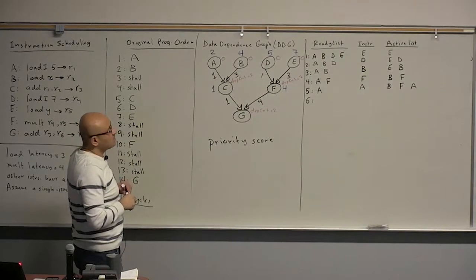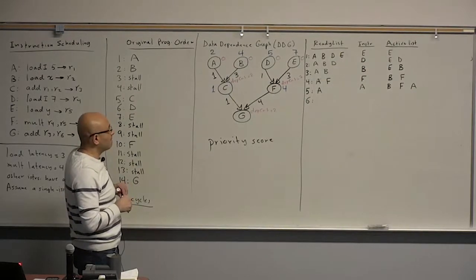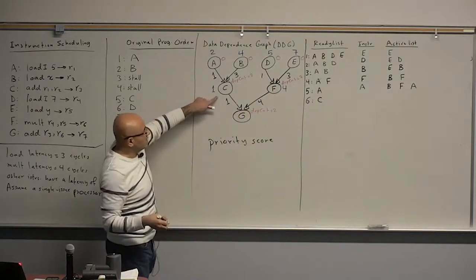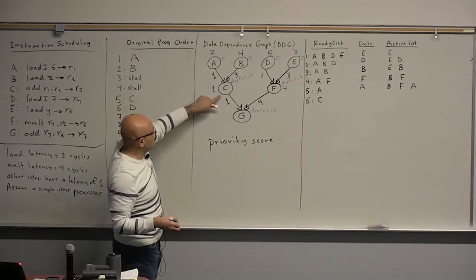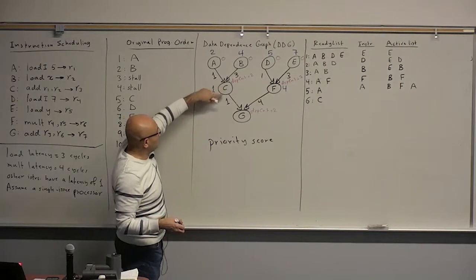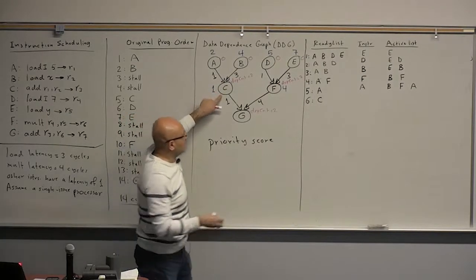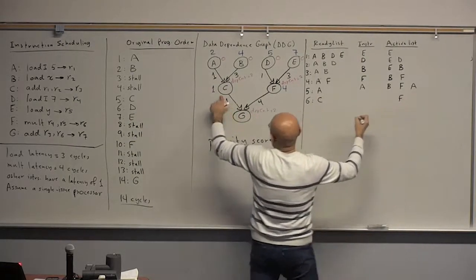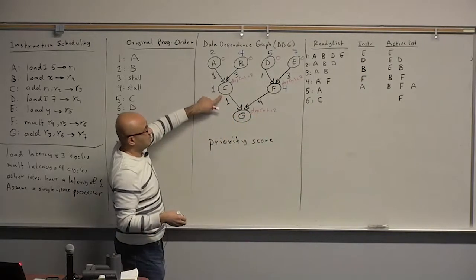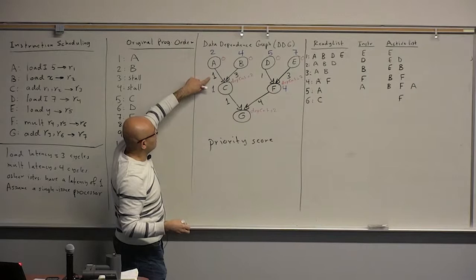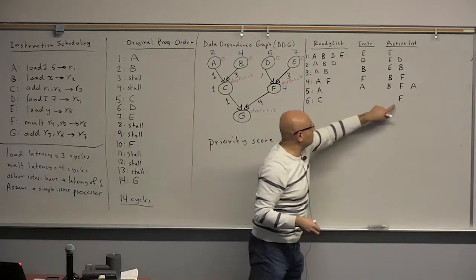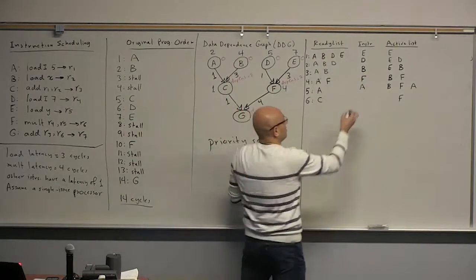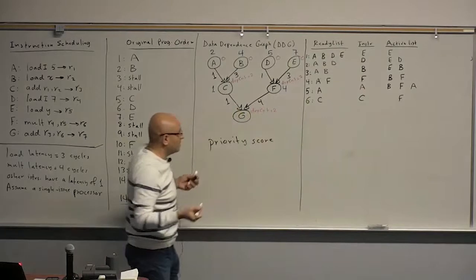in cycle 6, which instruction becomes ready? C. Yeah, C is the only instruction that becomes ready, because now B is no longer active in cycle 6. It's 3 plus 3 is 6. So B is not active. F is still active. And is A active in cycle 6? No. A is just a one cycle instruction. So only F is active in cycle 6. But our ready list has only C in it, so we just pick C. It's an easy decision.